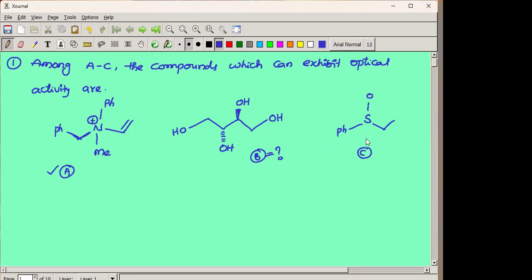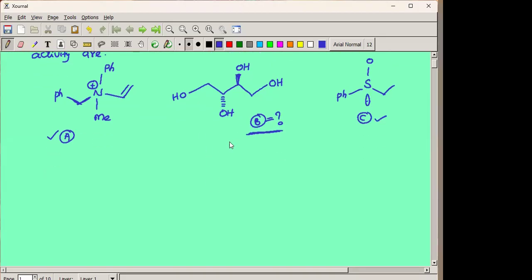In the case of sulfur, it has 3 groups, and the other group is the lone pair of electrons. So it also has 4 different groups. That's why C is also optically active. What about B? Is B optically active or inactive? How can we know? So see here, this is the molecule.